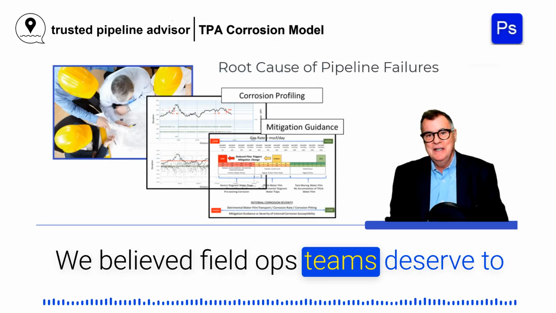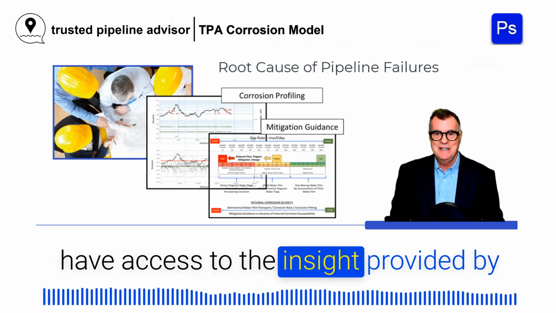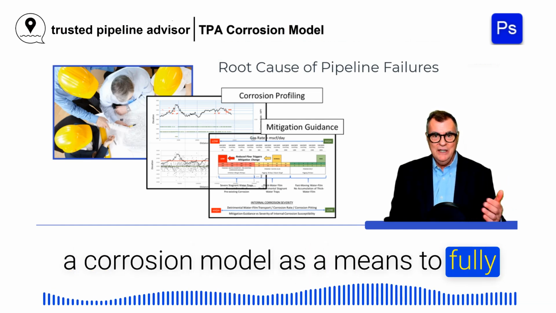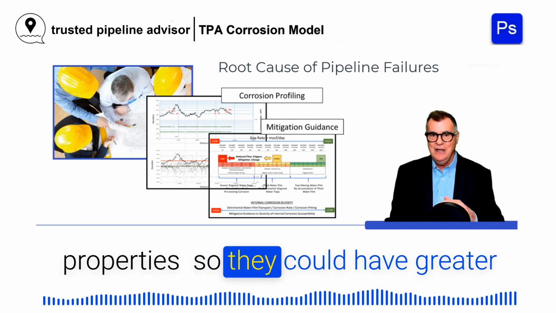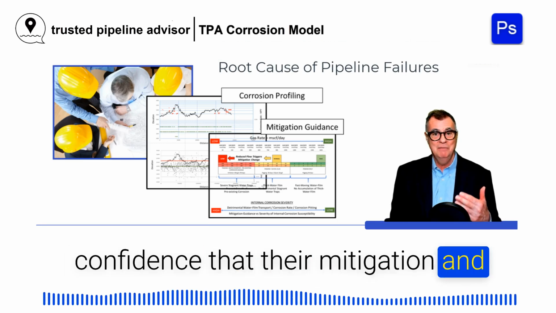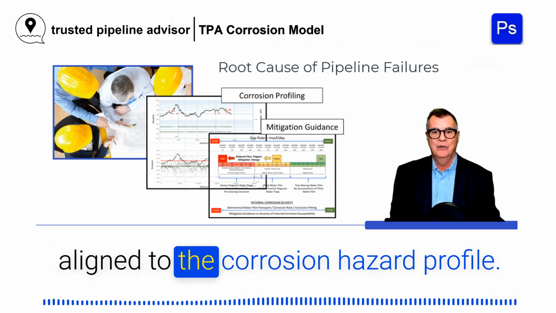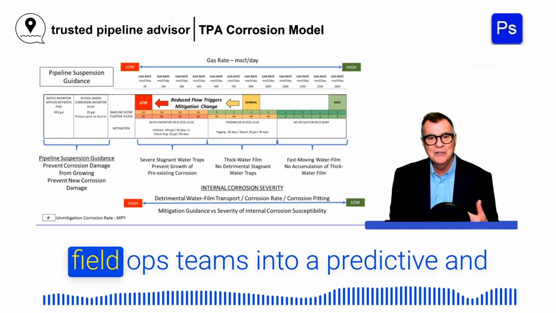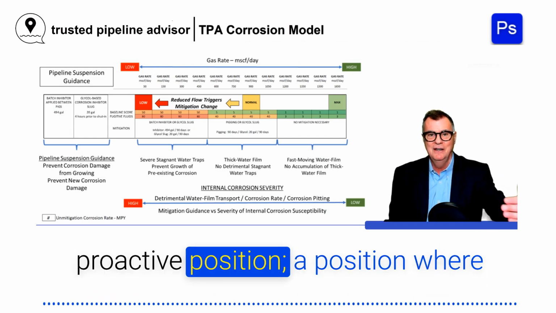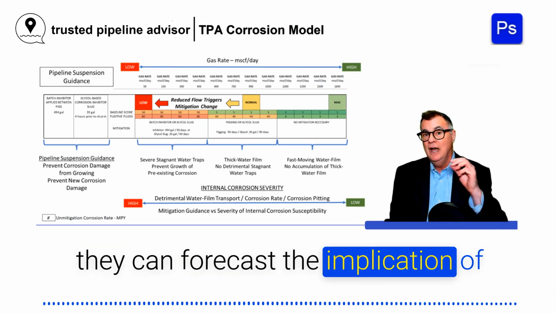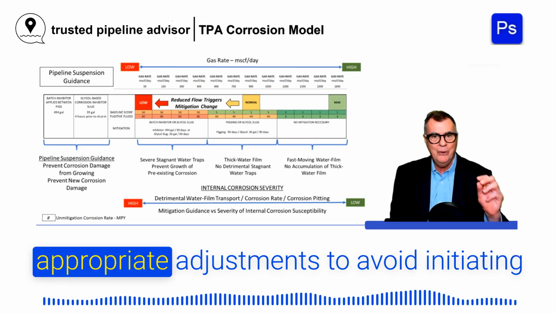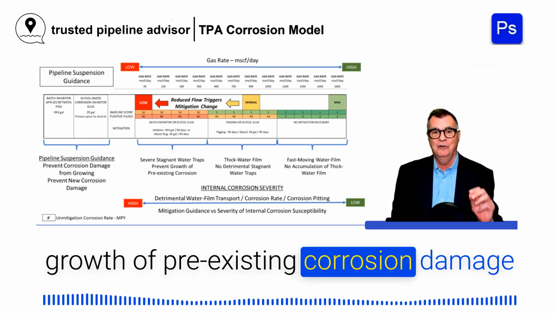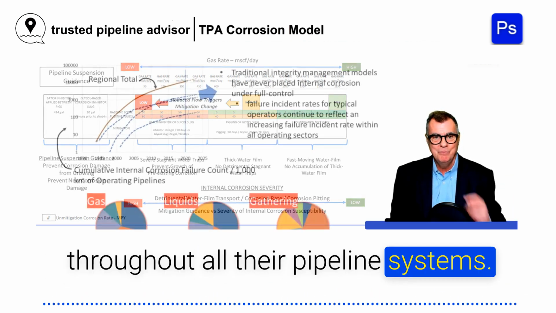We believed field ops teams deserve to have access to the insight provided by a combination of fluid flow data within a corrosion model as a means to fully understand the water film transport properties, so they could have greater confidence that their mitigation and monitoring activities are more properly aligned to the corrosion hazard profile. To be successful, we had to create a corrosion model that placed the field ops teams into a predictive and proactive position, a position where they can forecast the implication of changing operating conditions and make appropriate adjustments to avoid initiating new corrosion damage and to stop the growth of pre-existing corrosion damage throughout all their pipeline systems.